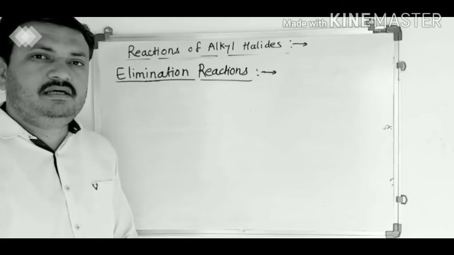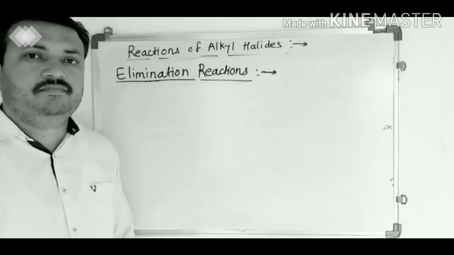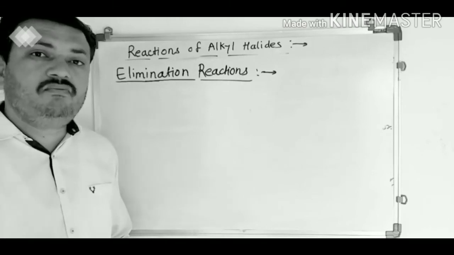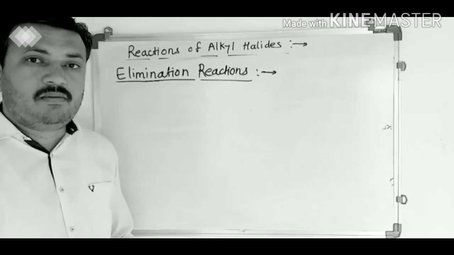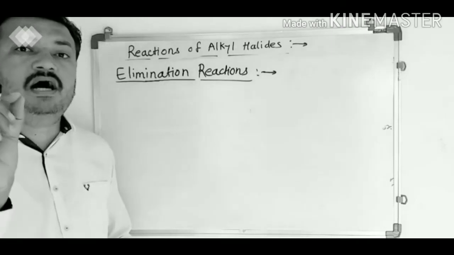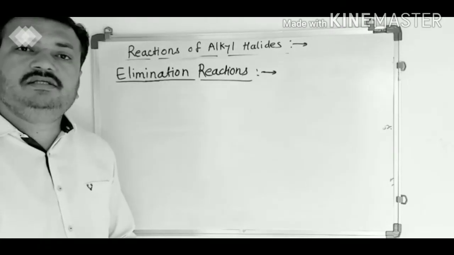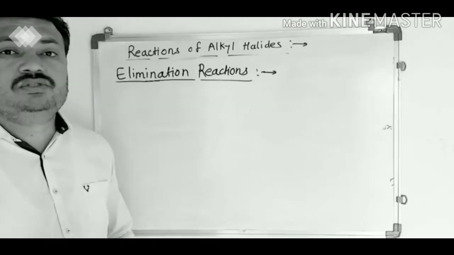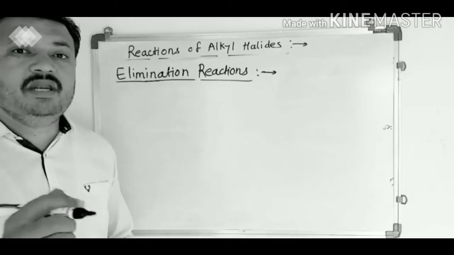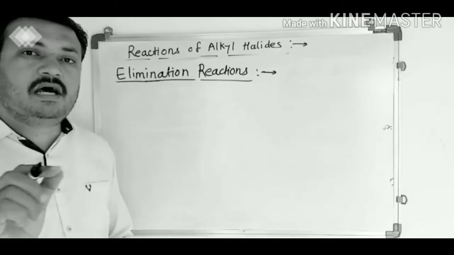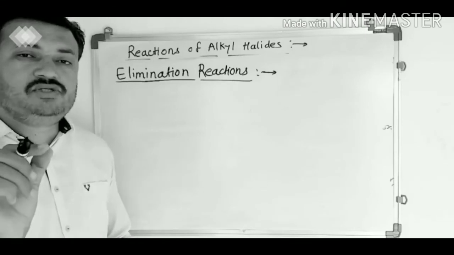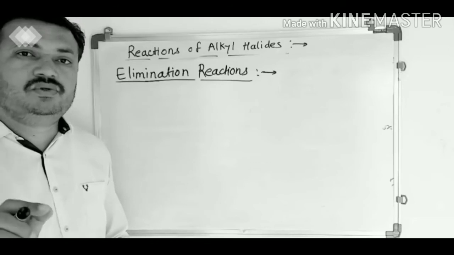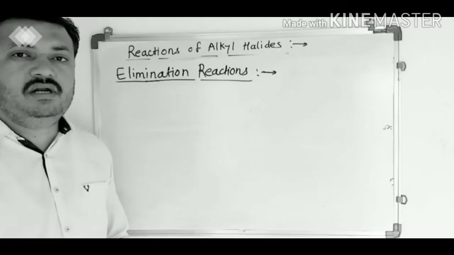The next reaction we will see is elimination reactions of alkyl halides. When alkyl halides are treated with alcoholic KOH, then an elimination reaction takes place and formation of unsaturated hydrocarbon, that means formation of an alkene takes place. In this reaction, the hydrogen atom from the beta carbon and the halogen atom from the alpha carbon are eliminated and formation of carbon-carbon double bond takes place. Therefore, this reaction is also known as beta elimination reaction.